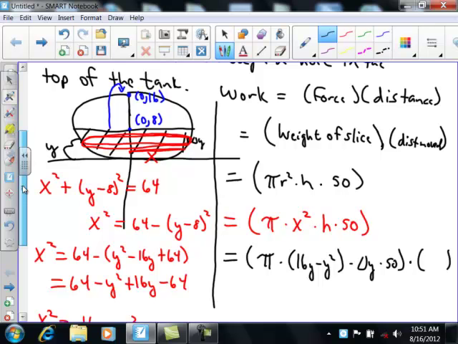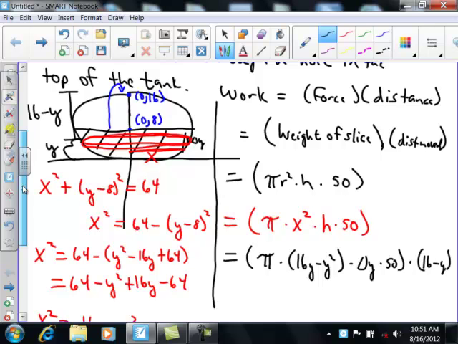The distance I need to move it is out from the top. So the distance that I need to move that at any point in time, all the way to the top, is 16, and the distance I'm going to have to move it is 16 minus wherever my oil level is at. And again, remember, my oil level is varying from 0 all the way to 8. So the distance that I'm going to need to move it is 16 minus y. So that's what I need to put in down there.